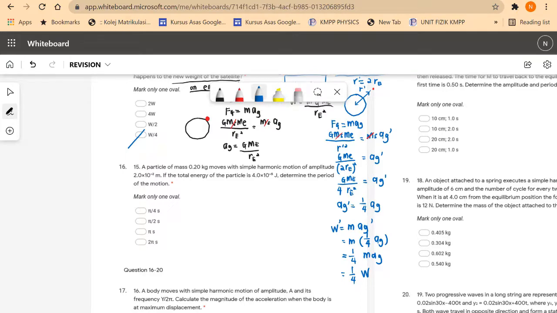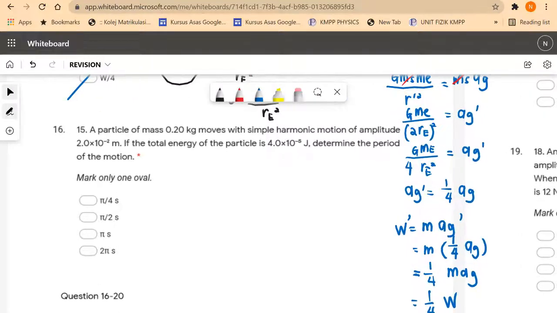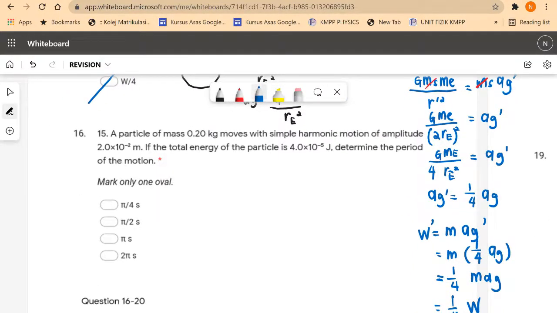And then number 15. A particle of mass 0.2 kilogram moves with simple harmonic motion of amplitude 2 times 10 to the power of negative 2 meter. This is the amplitude, and this one is the mass. If the total energy E of the particle is 4 times 10 to the power of negative 5 joule, determine the period of the motion.